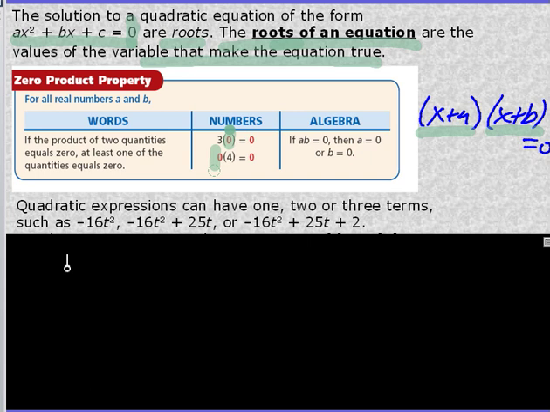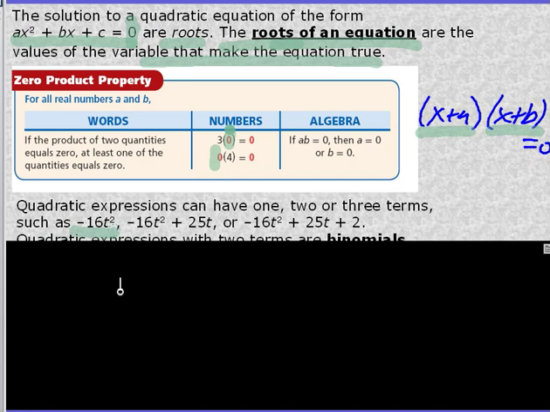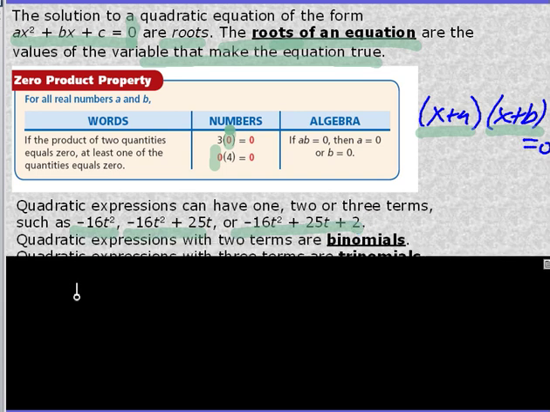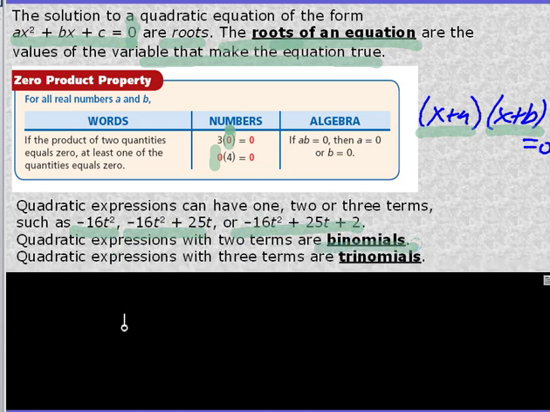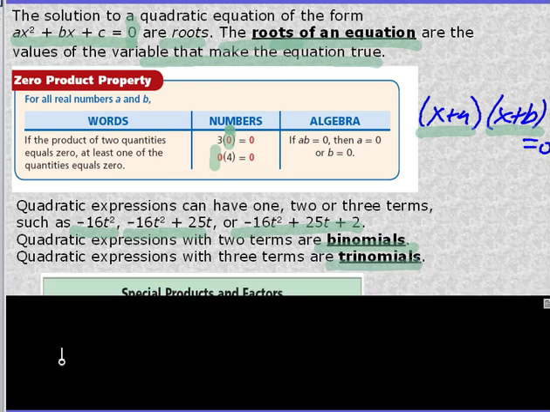So quadratic expressions can have 1, 2, or 3 terms. So here's 1 term, here's 2 terms, and here's 3 terms. Normally we're going to be working with 2 or 3 terms. Quadratic expressions with 2 terms are called binomials. Quadratic expressions with 3 terms are called trinomials.